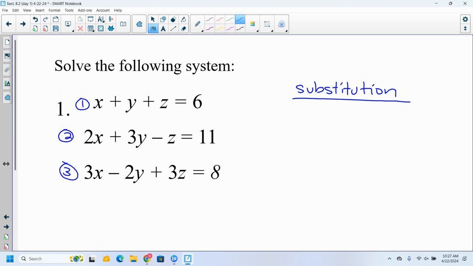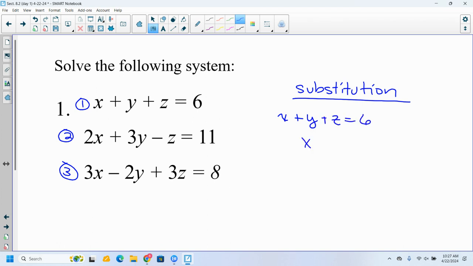Stop me. But pick any equation and solve any equation for either variables. Some are going to be easier to solve for than the others. I'm going to take the first equation. Let's go ahead and just solve it for x. So take x plus y plus z equals 6.